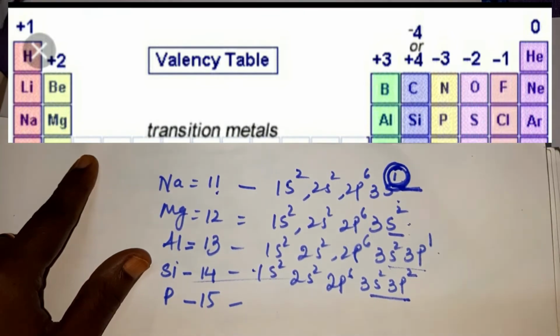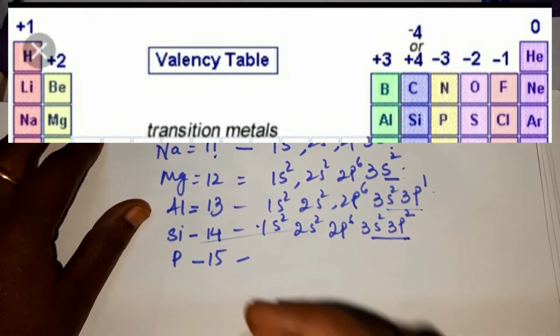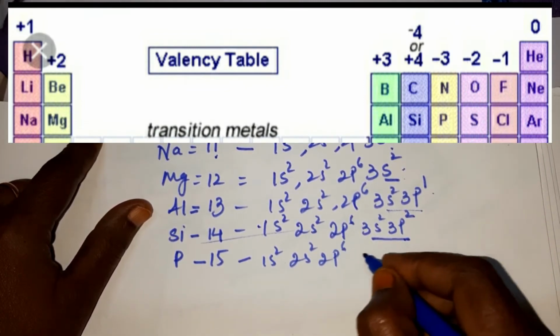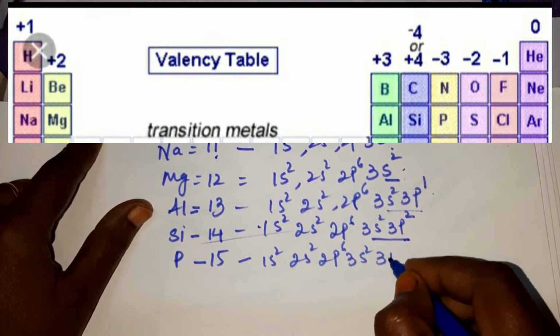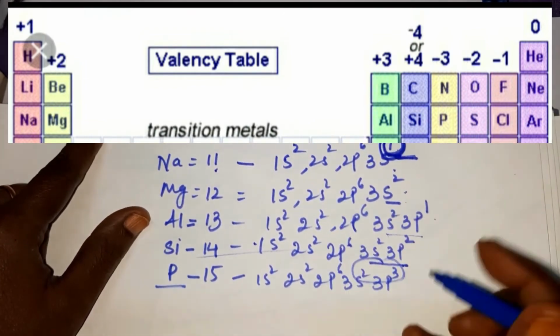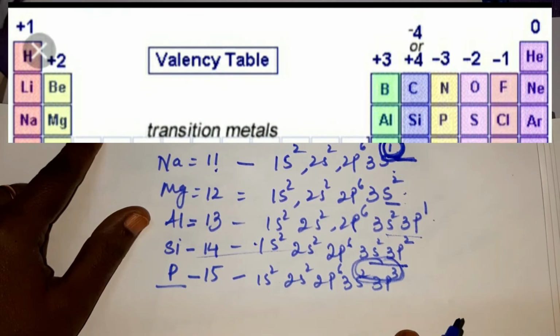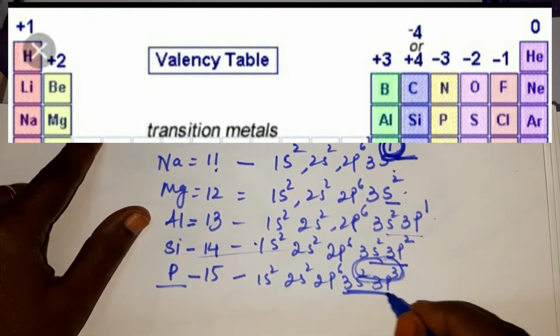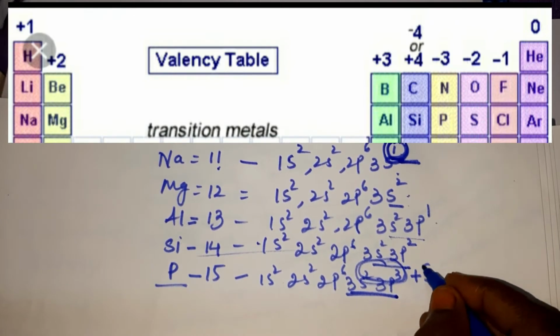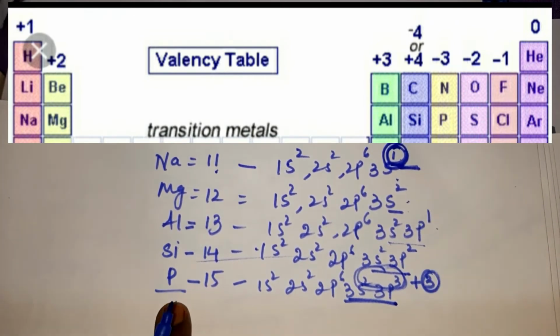And if you write the electronic configuration, 1s2, 2s2, 2p6, 3s2, 3p3. Children, you have to remember phosphorus is a non-metal. So non-metals gain electrons. In order to attain octet electronic configuration, phosphorus is still in need of 3 electrons. So this 3 will become the valency of phosphorus.